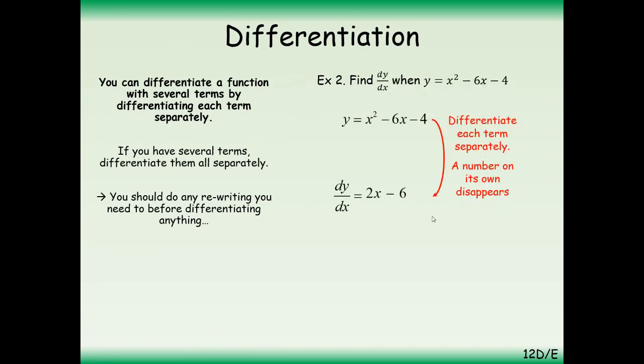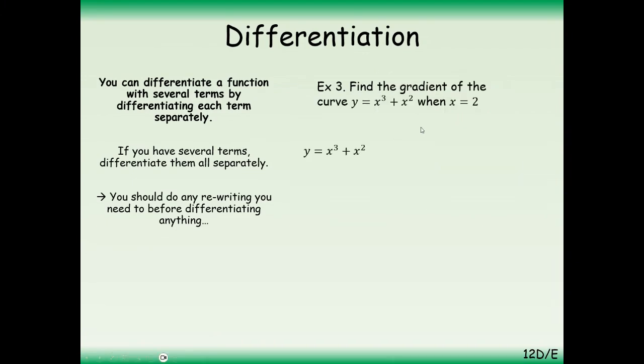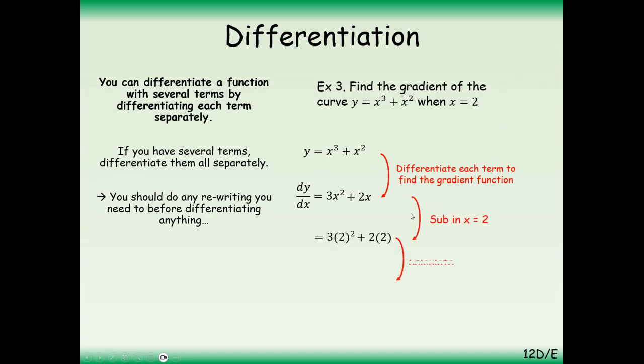Let's look at this next example. We've been told the formula for y is x cubed plus x squared, and we are to find the gradient of the curve at x equals 2. Therefore, you simply apply the power rule one term at a time. You get 3x to the power of 2 plus 2x, and that's the derivative function here. Now we are going to evaluate the derivative function at x being 2. So we substitute 2 wherever we see an x, and we find the answer is 16. That is the gradient at that point.